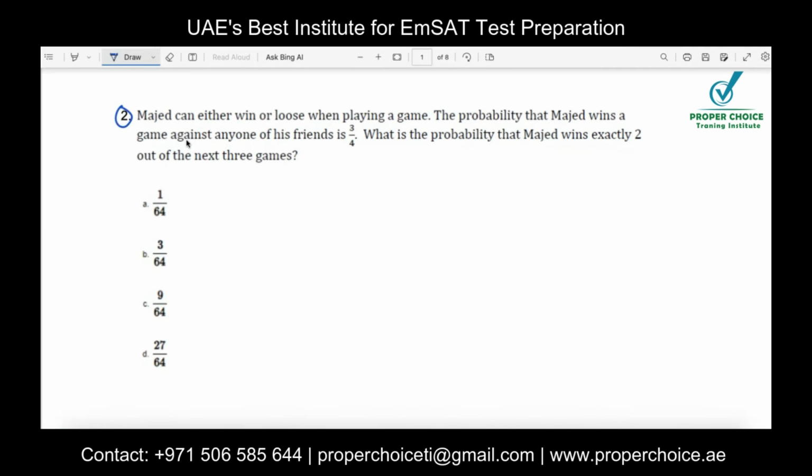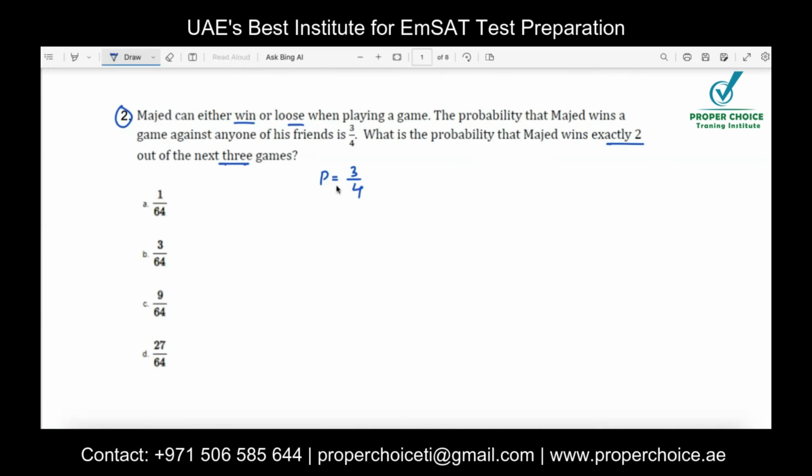Question number 2 here is, Majid can either win or lose when he is playing a game. The probability that Majid wins a game against any one of his friends is 3 by 4. So the probability of winning the game is 3 by 4. What is the probability that Majid wins exactly 2 out of the next 3 games? So this is a combination of independent and dependent events. There is a certain formula to answer such questions.